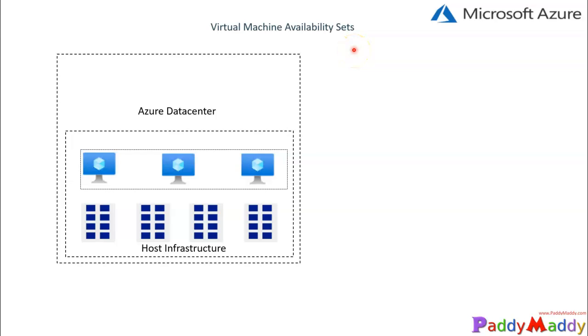The first one is the fault domain and also the update domain. And then we're going to jump into the Azure portal to see in action the concepts that we are learning in these slides, such as the fault domain and update domains. So let's jump into the first thing, understanding Azure virtual machines specific to availability sets.